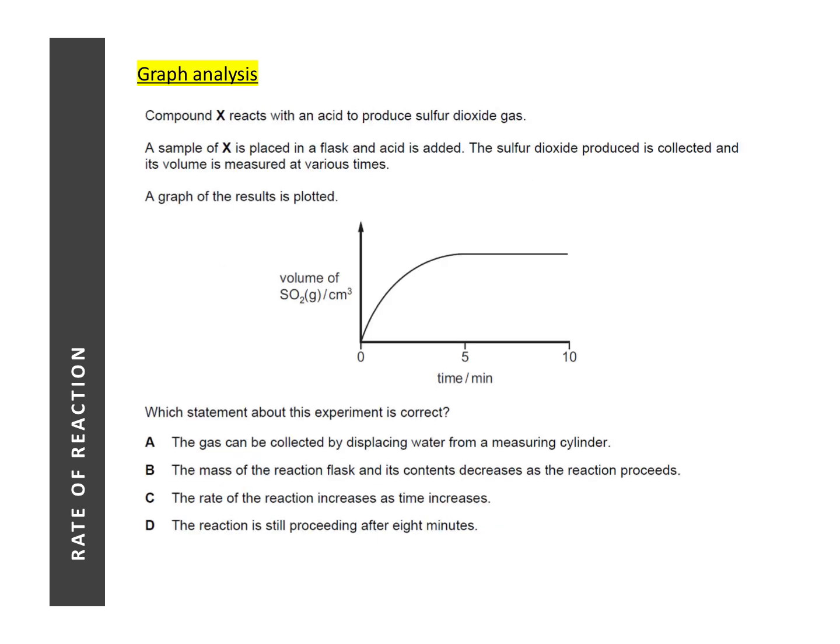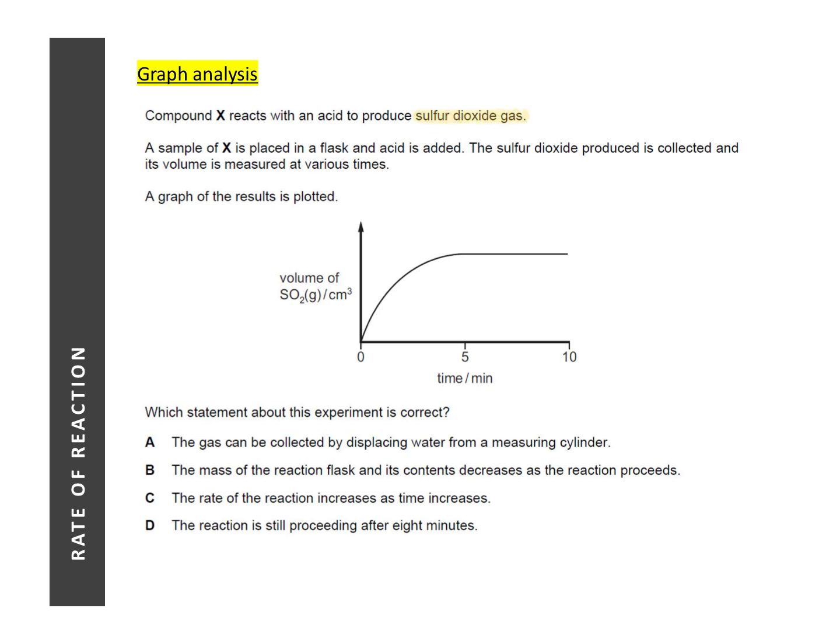Now for the last part of the video, we'll look at questions related to the graphs, to interpreting the graphs that we can obtain from the experiments described earlier. So as mentioned, one way to follow the rate of a reaction is to measure the volume of gas produced with time. If we were to plot the volume of gas produced with time for a reaction, it will look like something that you will see in this question. For this question, the reaction produces sulfur dioxide gas.